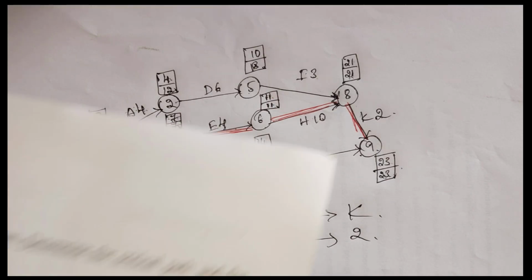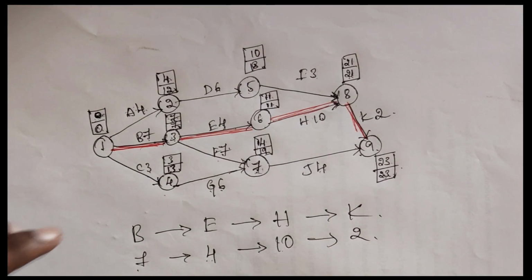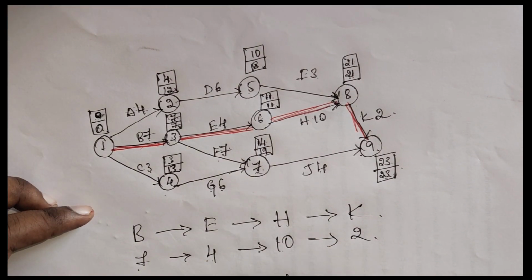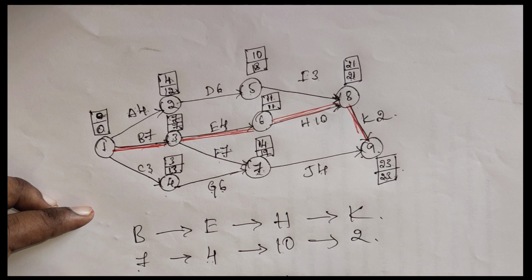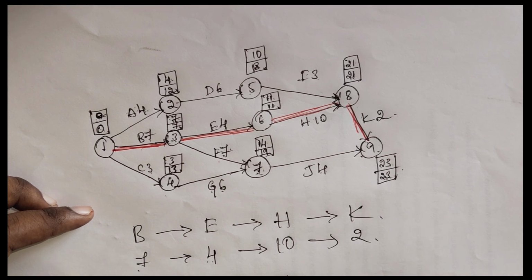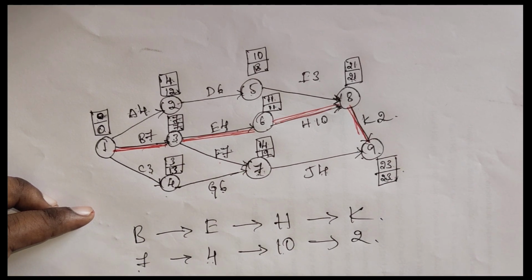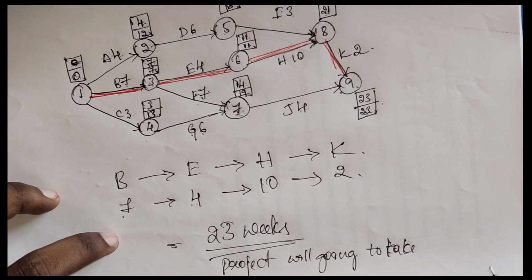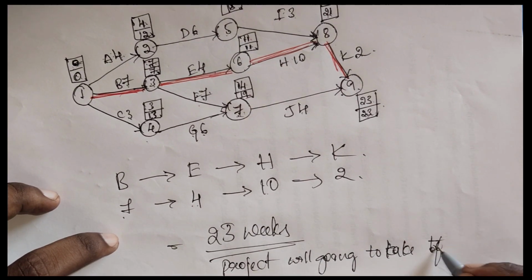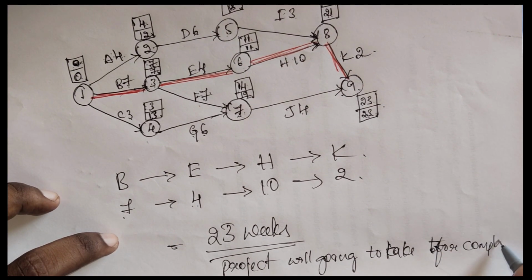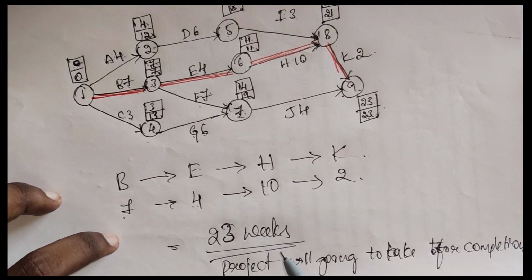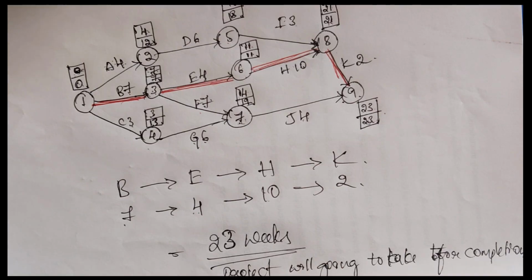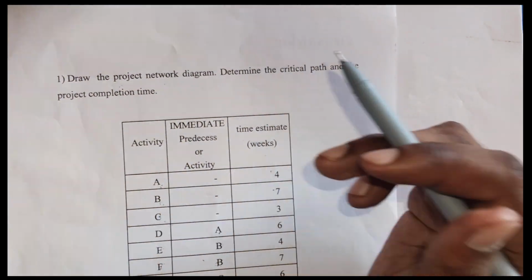What is the actual unit? It's in weeks. 23 weeks is what the project is going to take for completion. Just to give a conclusion: 23 weeks is the actual duration this specific project is going to take. It's clear?